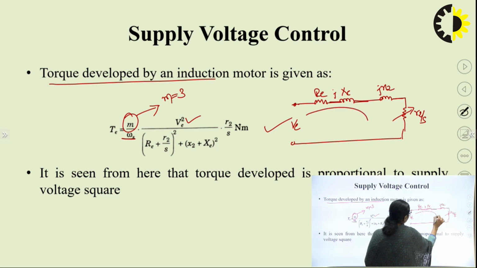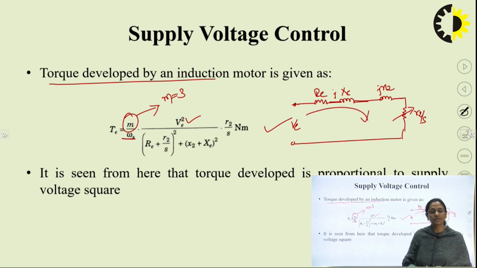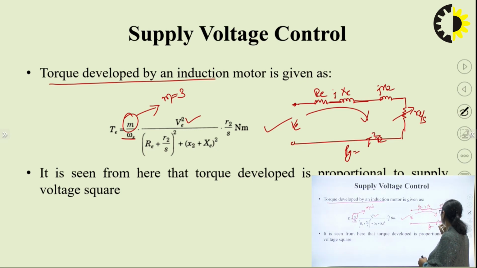The current flowing in this circuit can very well determine. The torque equation actually came from the expression T equals Pg upon omega s, where Pg is the air gap power, and that Pg was given by I2 square R2 by S. I2 is the current flowing in this circuit. For a three-phase circuit, the total Pg can be written as thrice I2 square R2 by S.